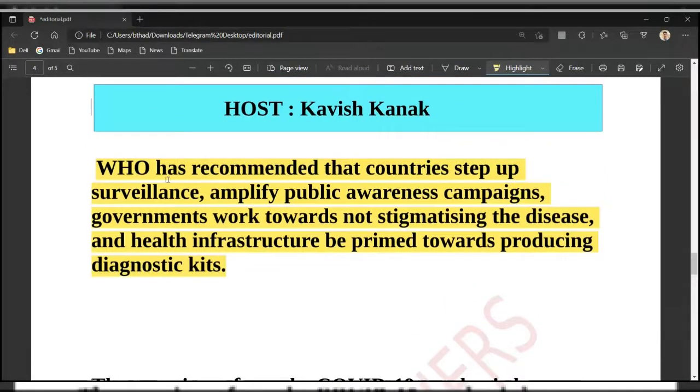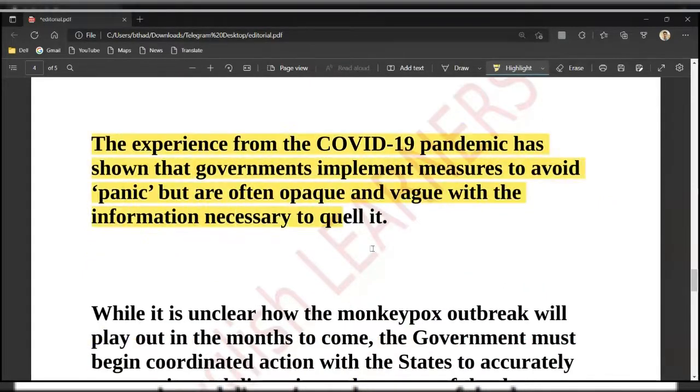Exactly, very right. I think there is no need for explanation. That guy has explained it in a very good manner. So we can jump into the next paragraph. The experience from the COVID-19 pandemic. Yeah, do you want to read that paragraph?